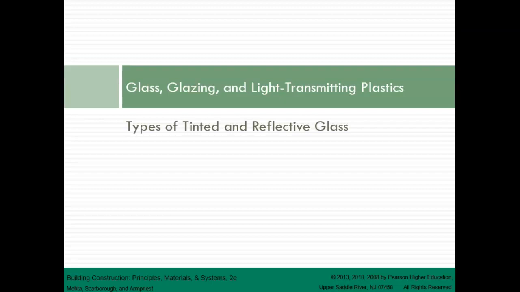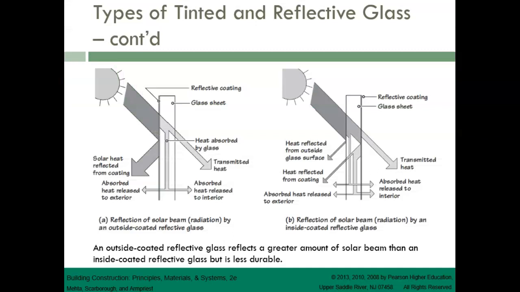Let's take a look at types of tinted and reflective glass. Two commonly used glass products that are specially produced to lower solar heat gain are tinted glass and reflective glass. A glass may be either tinted, reflective, or tinted and reflective. Tinted and reflective glass is commonly used in the curtain walls of an all-glass building to reduce unwanted heat gain through the building. The most commonly used colors in tinted glass are bronze, gray, and blue-green.